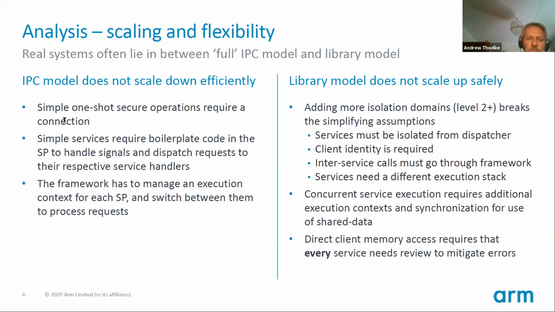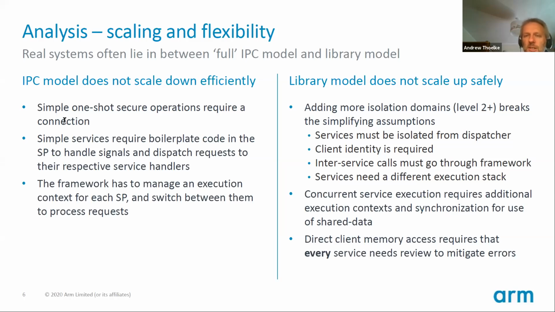And the framework has to manage an execution context for every secure partition, because the thread model says you need an execution context for every secure partition, and we have to switch between them to process requests. We can't just run the request on the stack we're running on now, because we have to return from a function. So that means we need a separate stack and a separate thread, and we've got to do context switching. So this all adds overhead to making requests and makes it difficult to make it really efficient.